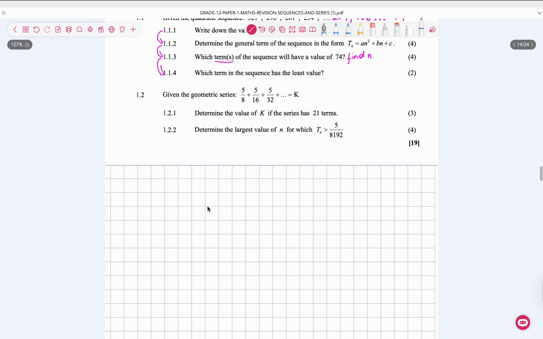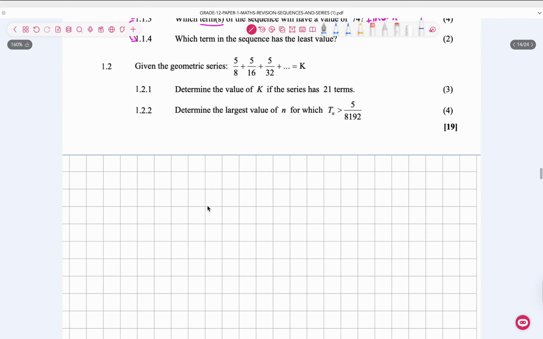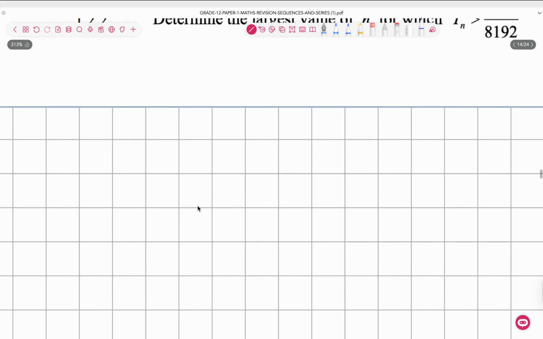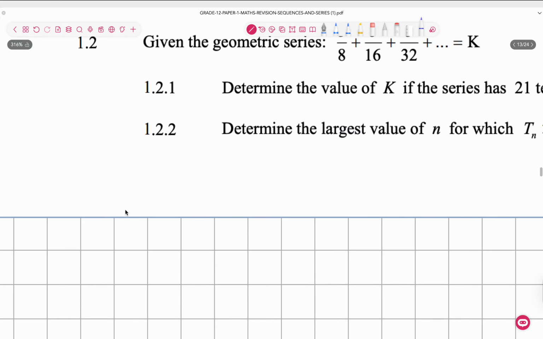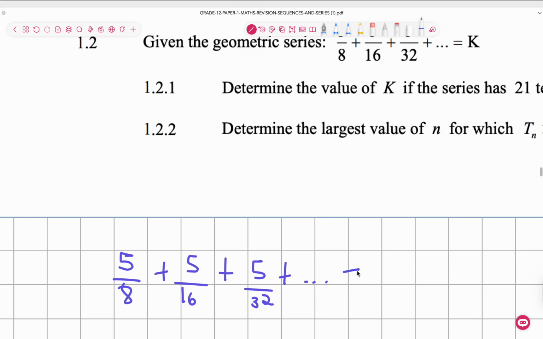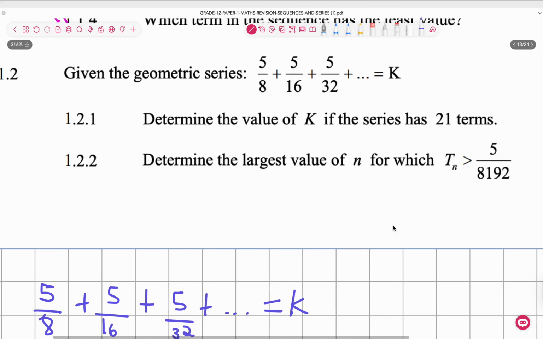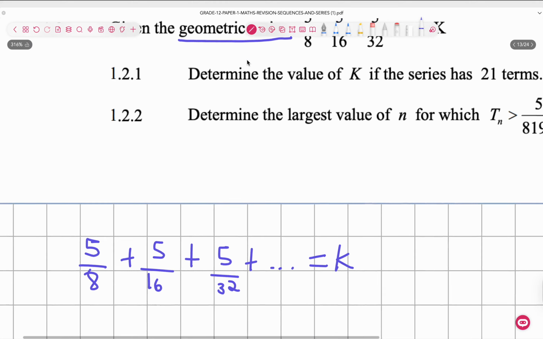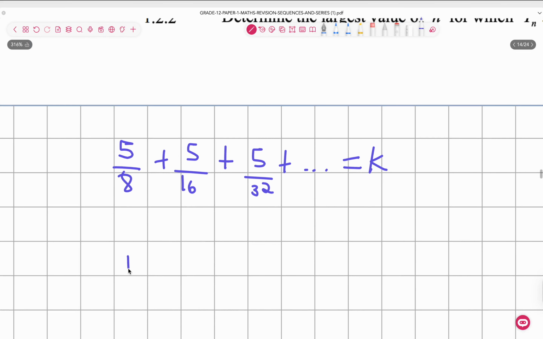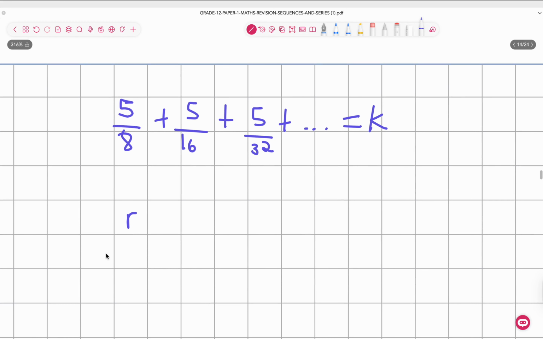Okay, so let's just rewrite. So we have 5 over 8 plus 5 over 16 plus 5 over 32 plus ... equal to k. So they told you that it's a geometric series. If you are told that it's a geometric series, what are you looking for? You're looking for r. And under your geometric series, we also know that Tn is equal to a times r to the power of n minus 1.